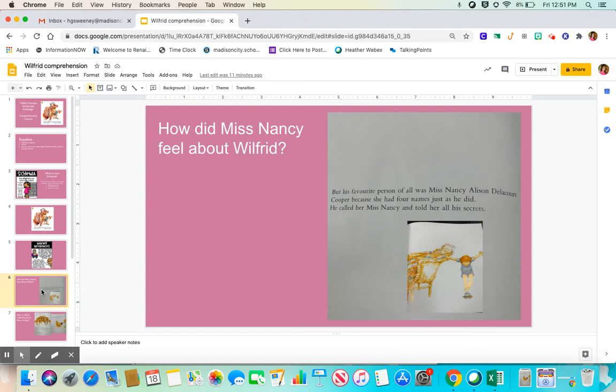It says, how did Miss Nancy feel about Wilfrid? So good readers always go back to their text to find their answers and to think about what their answers could be. So I'm going to read really quickly this passage from the text.